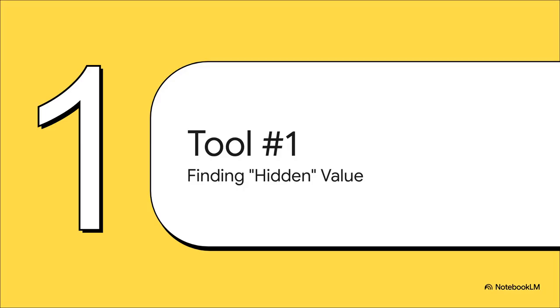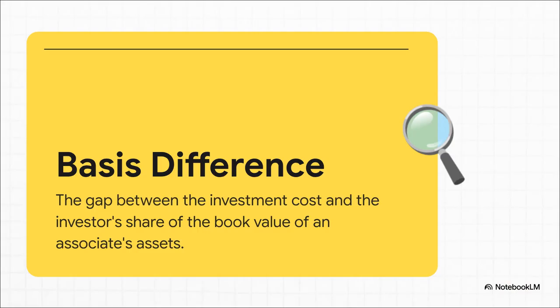Our very first tool is all about tackling that first big hurdle, the difference between the price you paid for the investment and what the associate's books say its assets are actually worth. This is where so many people get tripped up, but I promise you, it's super logical once you see it laid out. So that gap, it has a name. It's called the basis difference.